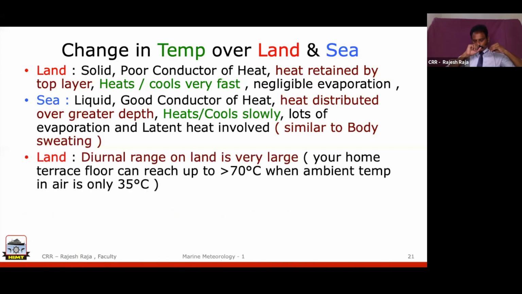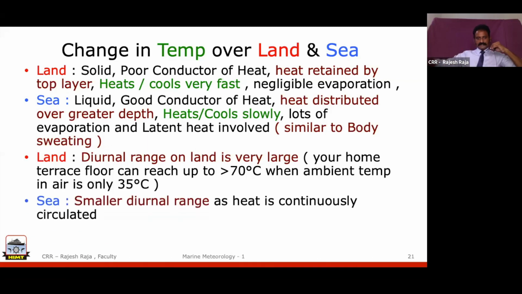One more point: the diurnal range. Remember, the one-cycle temperature range over the land is very, very large. And I'm talking about this from my own experience. I measured my terrace one day. When the ambient temperature was 35 degrees, my terrace was measuring 70 degrees. So this is what happens over land. The diurnal range is quite high. This also makes a lot of impact on weather patterns, which I'll come back to later.